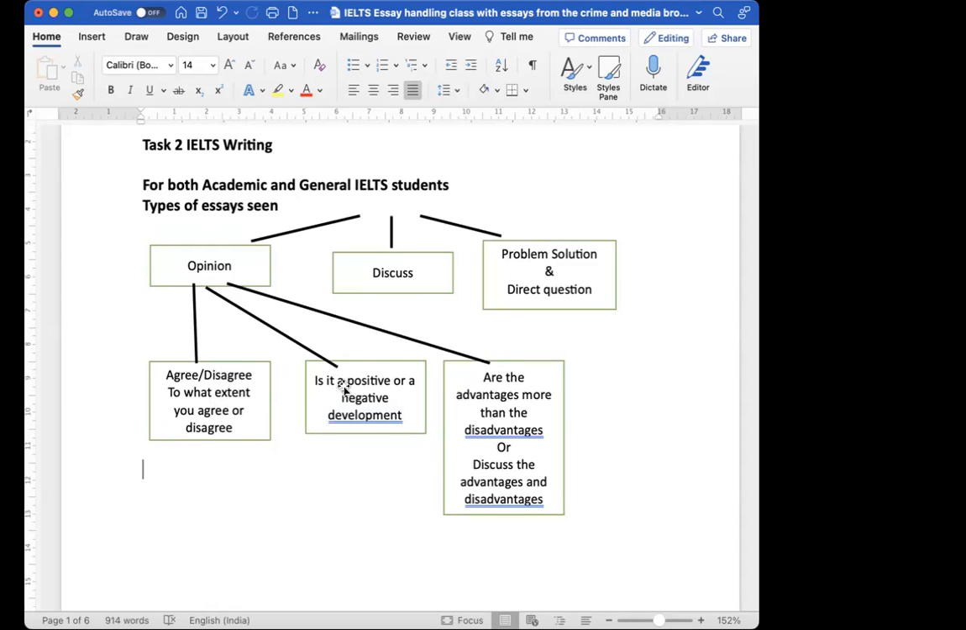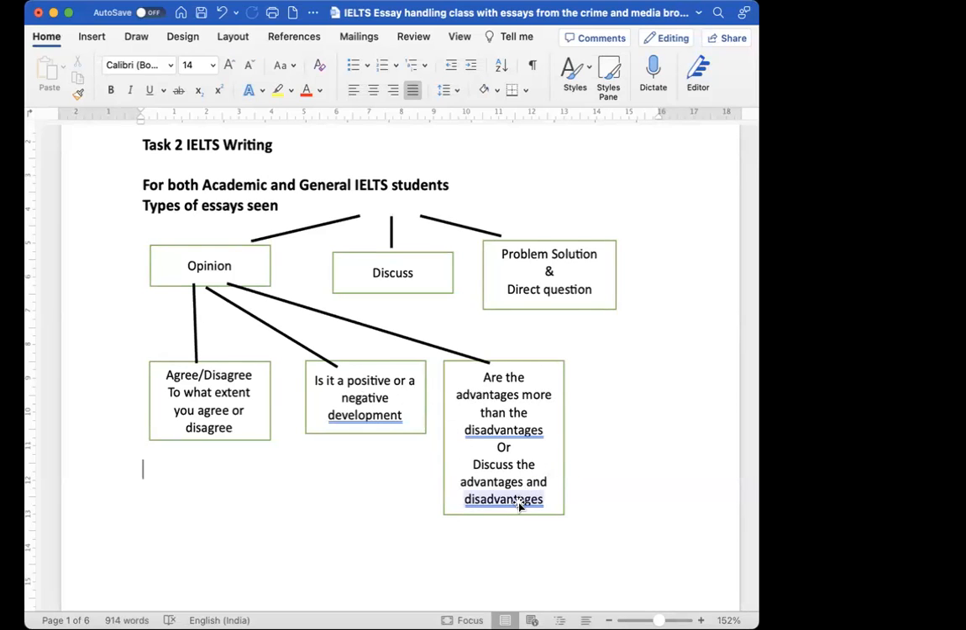In this type of essay, in the statement, there will be something that has happened or is happening. Okay, not somebody saying something. You get my point? Something is happening or has happened, and you are just being asked whether what has happened or is happening is good or bad. Okay. And in this third type, are the advantages more than the disadvantages?